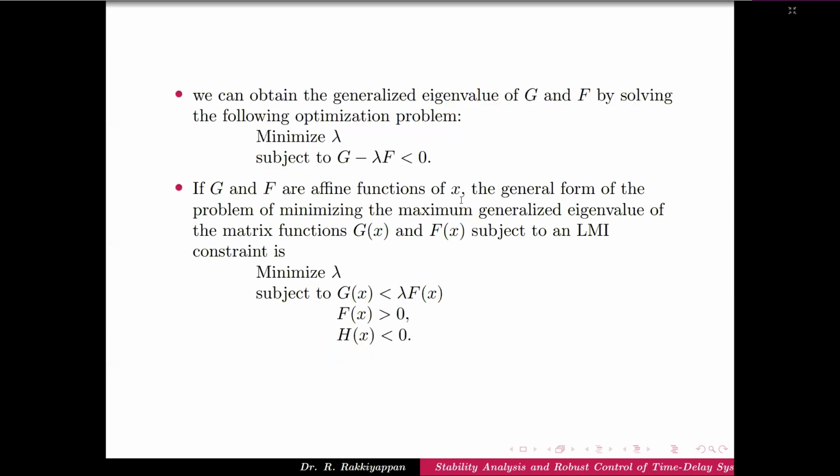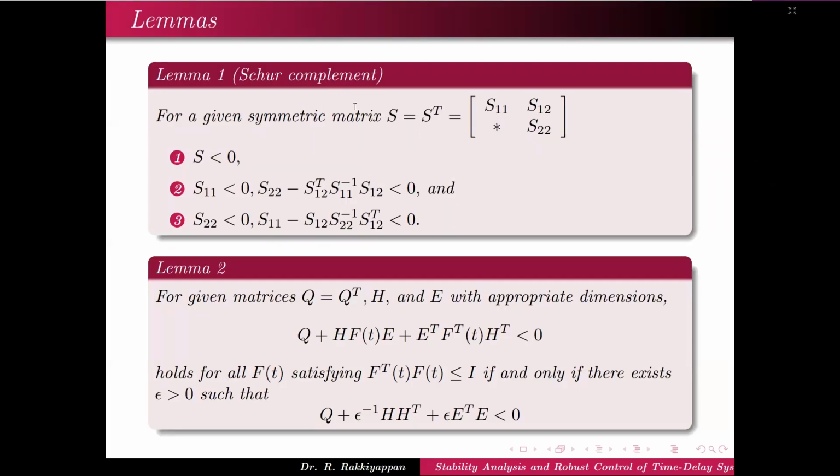Yeah, so these are the famous lemmas. The first one is the Schur complement lemma. This is the most powerful tool in linear matrix inequality theory, and lemma 2 is applicable while we are doing robust control for the given uncertain systems.